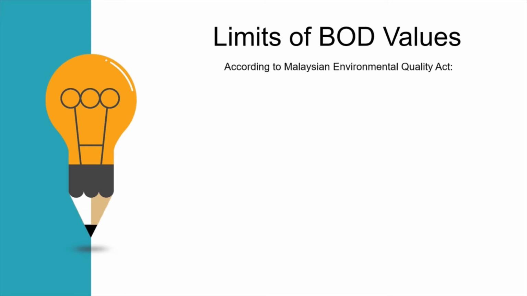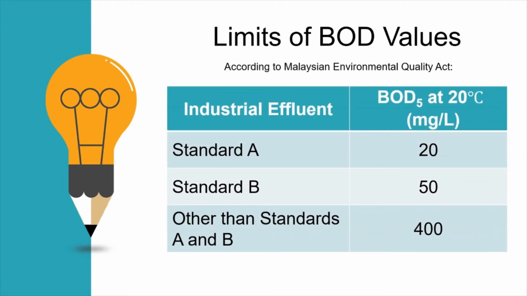According to the Malaysia Environmental Quality Act, for the industrial effluent of standard A, its BOD5 value at 20 degrees Celsius should not exceed 20 mg per liter, whereas for industrial effluent of standard B, its BOD5 value at 20 degrees Celsius should not exceed 50 mg per liter. Standard A refers to the inland water within specific catchment areas. Standard B refers to any other inland waters or Malaysian waters.